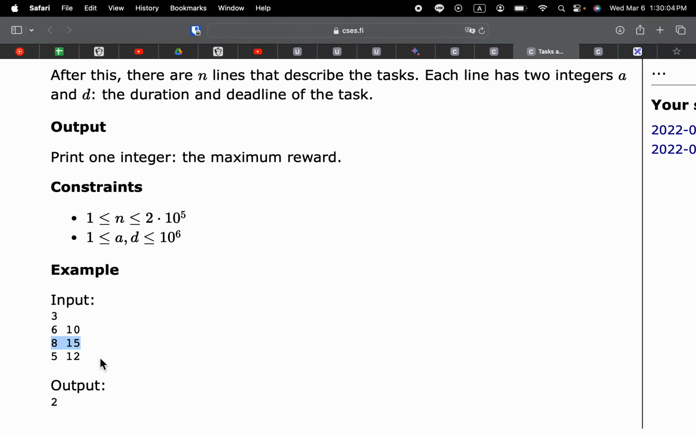Okay? So then we know that if we know the order in which we're going to do the tasks, then this question becomes very simple, right? But the question is, in what order should you do the tasks?